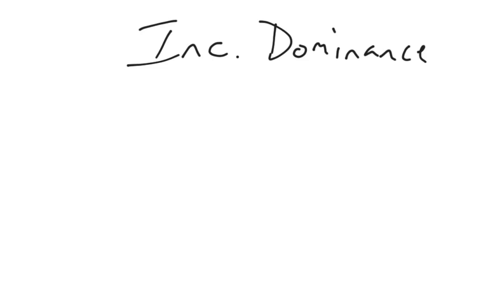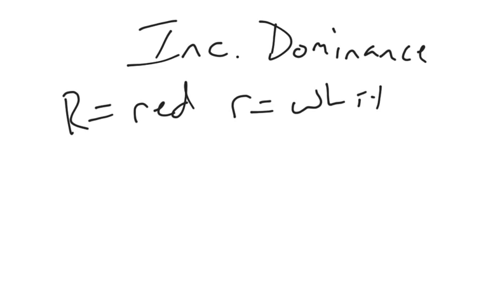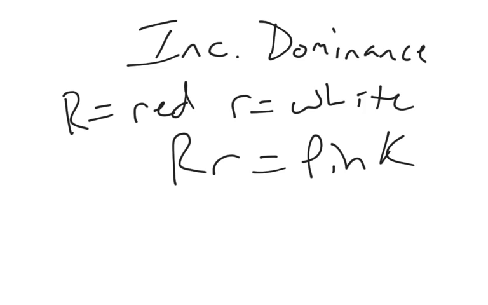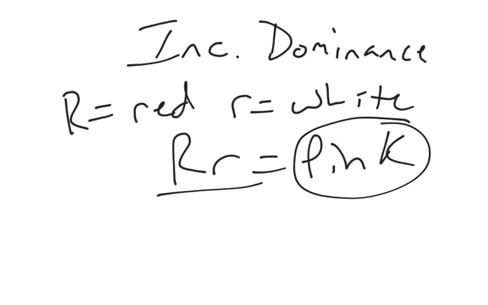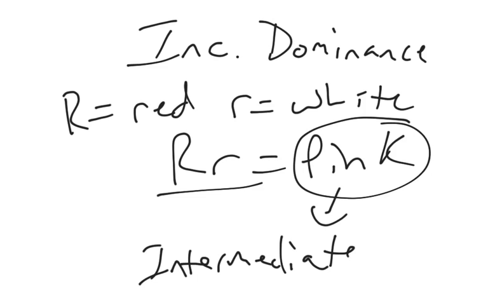So first one here is, we'll say we have a big R equals red, little r equals white. But when they're together, they equal pink. So when you get a heterozygote in incomplete dominance, it's going to have a different phenotype, and it's what we call an intermediate phenotype. You can't see the red or the white, it's its new color.